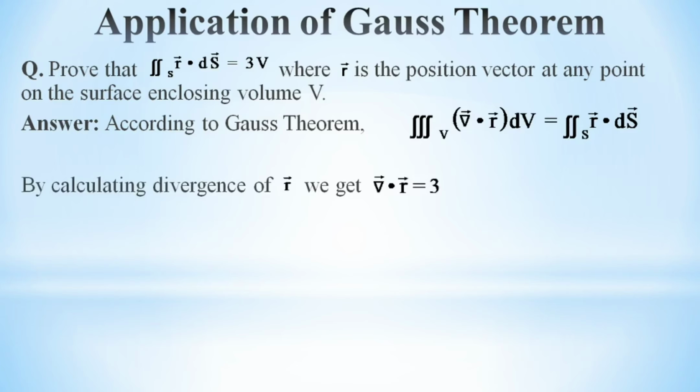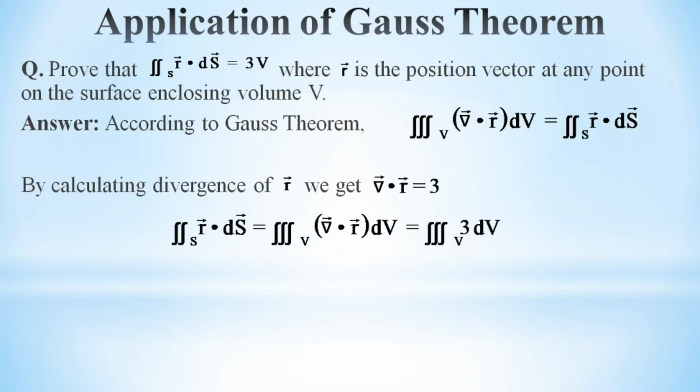By calculating the divergence of r, we get del dot r is equal to 3. This one we can easily calculate from the definition of the divergence for position vector r. If we substitute this in the left hand side, we will get triple integral of del dot r into dV becomes equal to triple integral over volume V 3 dV. In the place of del dot r, we have substituted 3. That should be equal to double integral over surface S r dot ds according to Gauss theorem.